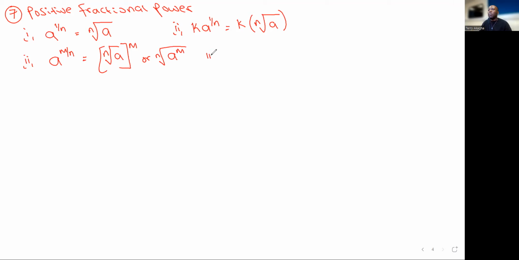Now, the next one. When we have a constant, it's going to be the same thing. You have a constant, then you have the nth root. It does not really matter, but for consistency let me say M over N. So it's going to be the nth root of A^M, or it will be K multiplied by the nth root of A raised to power M. So that is it. That is number 7.